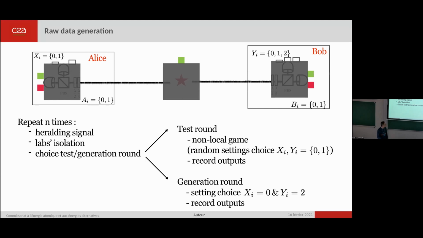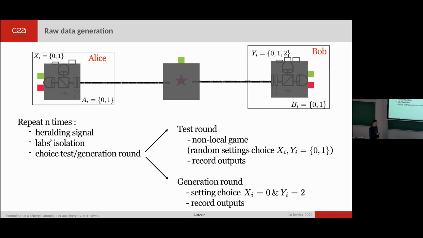In practice, there will be two kinds of rounds here. One will be test rounds, and the idea is to try to play this non-local game during those rounds. During the generation rounds, the idea would be to make the post-processing that will come afterwards easier. And importantly, there is one choice of measurement here, x_i equals 0, which will be identical between the two, in such a way that the adversary is not able to know whether we play one round or the other.